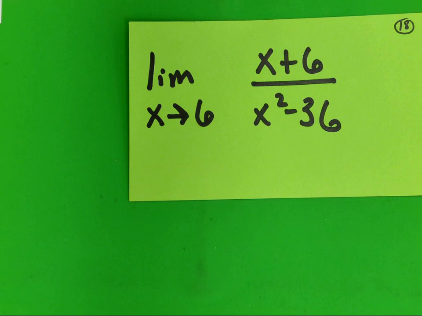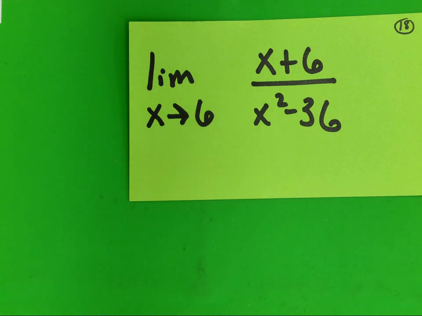I do direct substitution. Y'all ready? Uh-oh. So now what toolkit strategy do I need to do? Factor. So I factor that: x plus 6, x minus 6. My x plus 6's go away, don't they? I'm left with 1 over x minus 6. Do I still run into uh-oh? Is this a one-sided or two-sided? So you got to take a number from the left and the right to help predict what's going on.